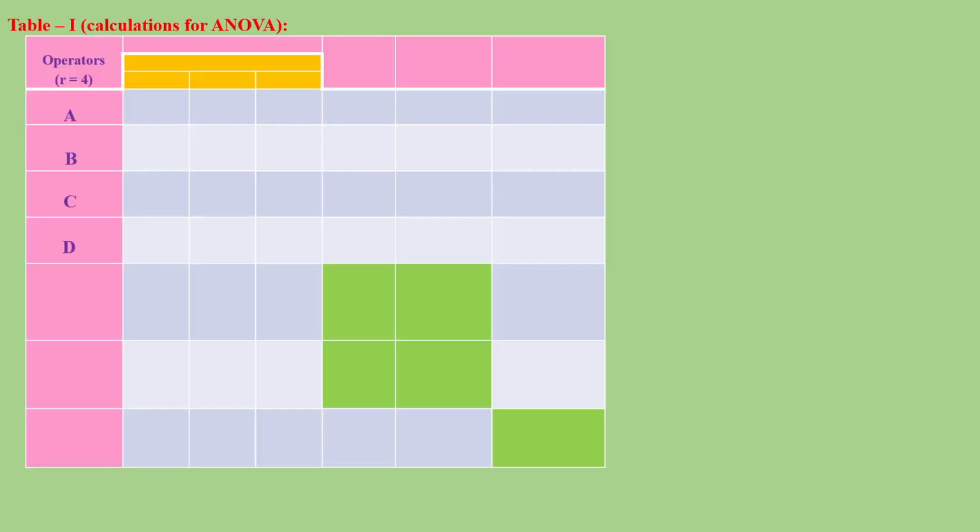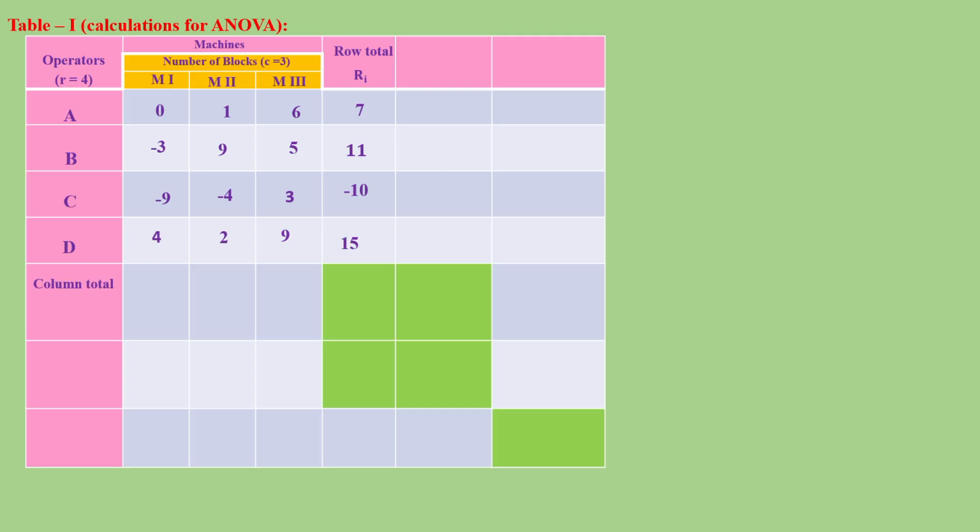So next, calculation for ANOVA. Operators A, B, C, D, machines M1, M2, M3. Operators you can write as 1, 2, 3, 4 also, no problem. So the data I am writing: 0, 1, 6, minus 3, 9, 5, minus 9, minus 4, 3, 4, 2, 9. Then first row total: 0 plus 1 plus 6 is 7. Minus 3 plus 9 plus 5 is 11. Minus 9 minus 4 plus 3 is minus 10. 4 plus 2 plus 9 is 15.